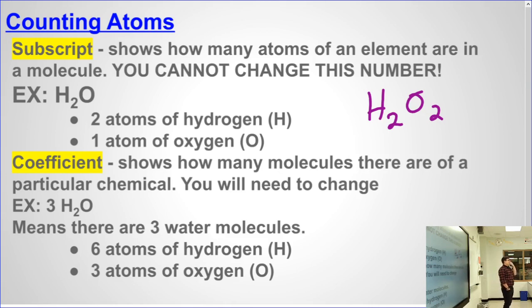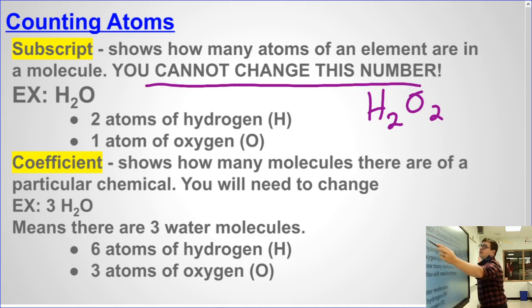Alex? It's dihydrogen dioxide. No. Johnny? Hydrogen peroxide. Hydrogen peroxide, okay? By adding another oxygen atom in there, we change the molecule and it turns into something completely different. So you cannot change this number because when you change that number, you change what the molecule is. Alright?